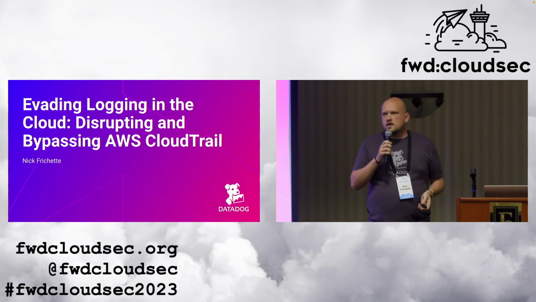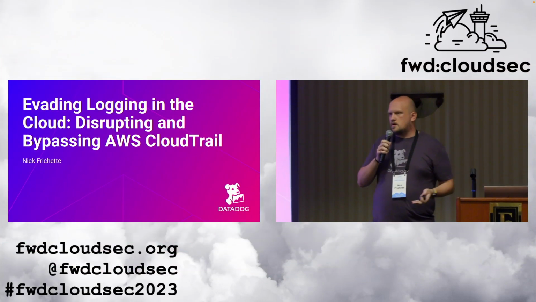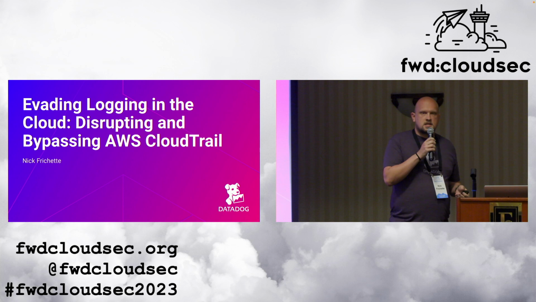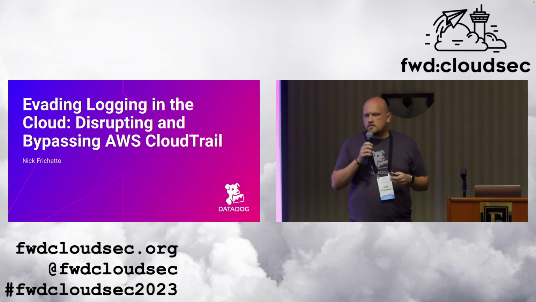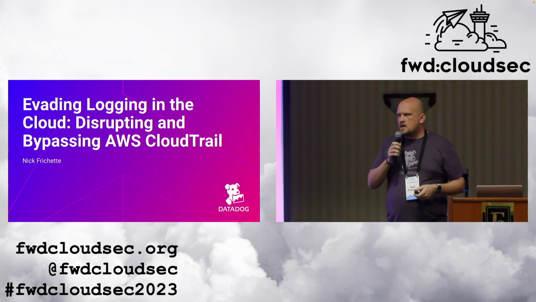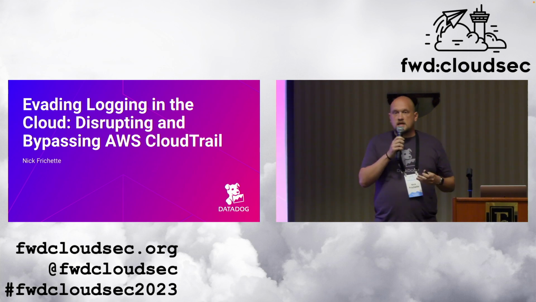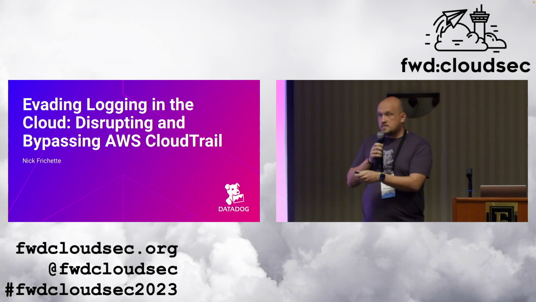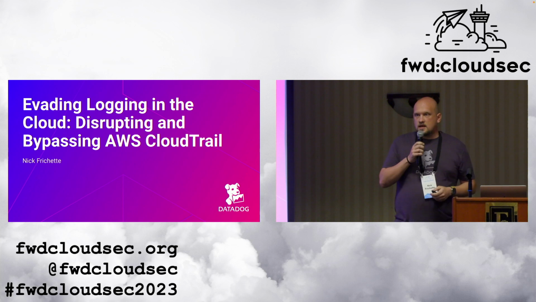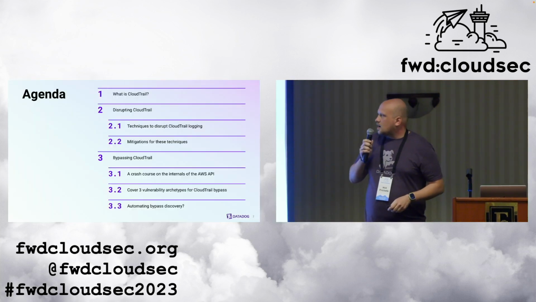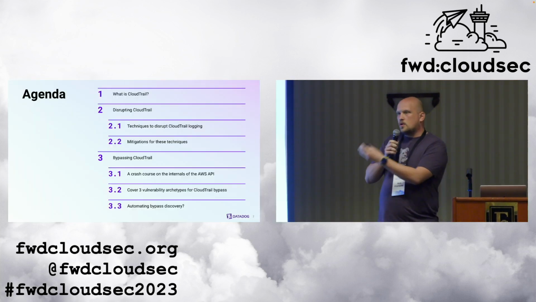Hope everyone's had a good start to fwd:cloudsec. There are a ton of great talks today on a wide variety of topics. And in this one, I'd like to focus in from an adversary's perspective. How can an attacker evade detection in an AWS environment by either disrupting or bypassing AWS CloudTrail? To cover this content, we have a whole lot to talk about.